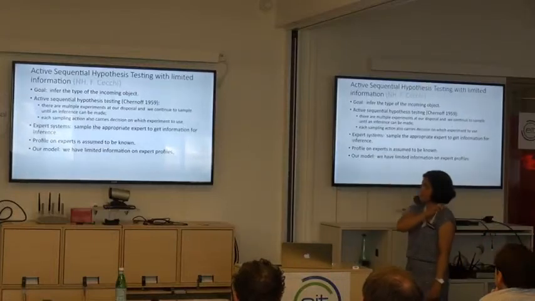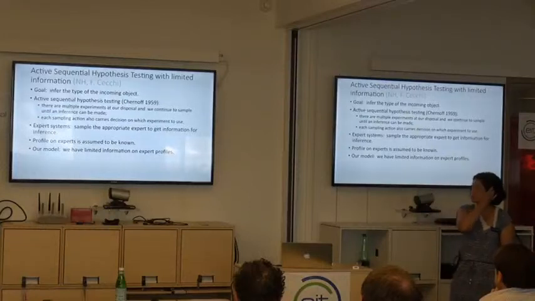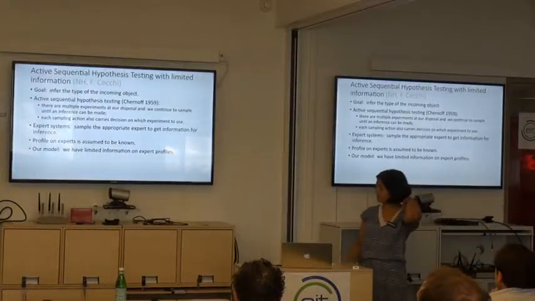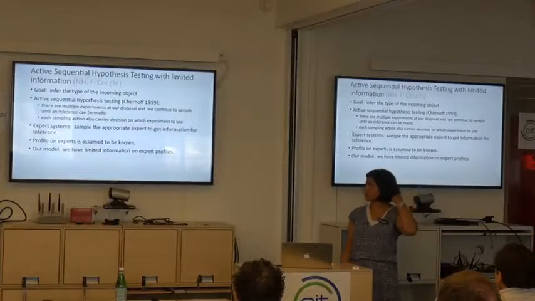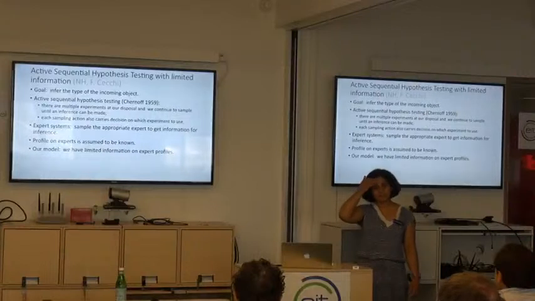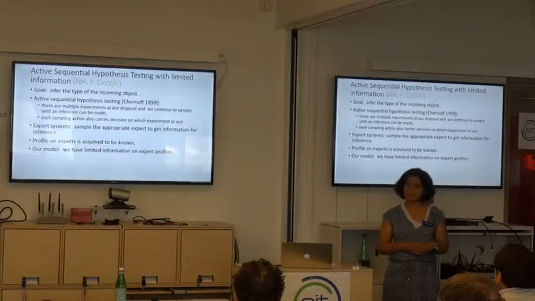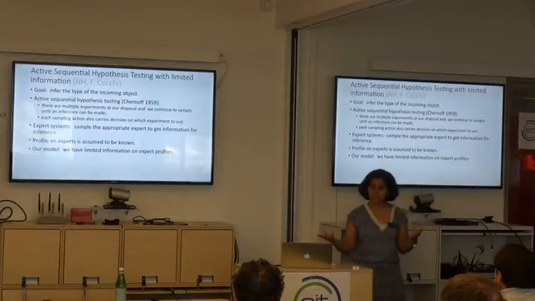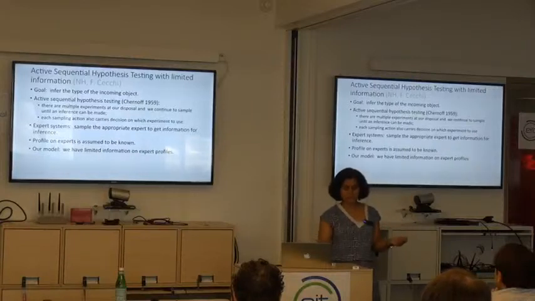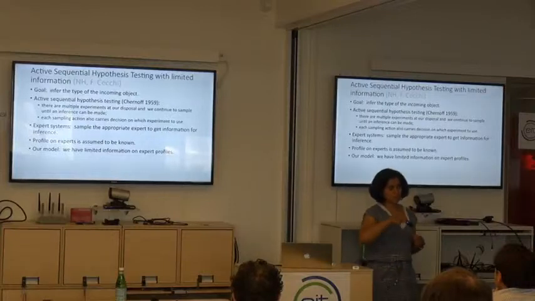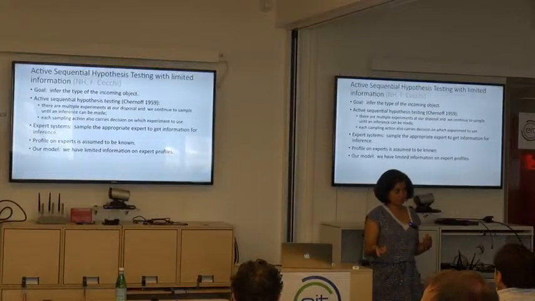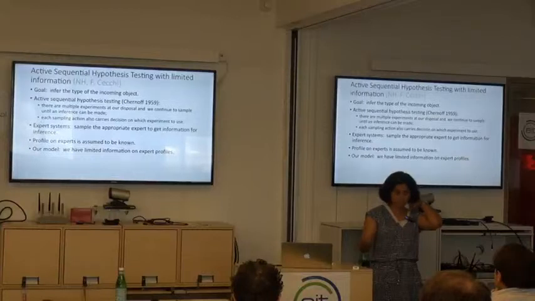So the first part is more related to the original problem of active sequential hypothesis testing, but now with limited information. The goal here is to infer the type of the incoming object, and this was first looked at by Chernoff back in 1959. The problem he looked at was that you have multiple experiments at your disposal, and you need to make an inference on the type of an incoming object. Not only do you have to decide when you can stop the sampling so that you have enough information to make the inference, but you also need to decide which experiment to sample from.